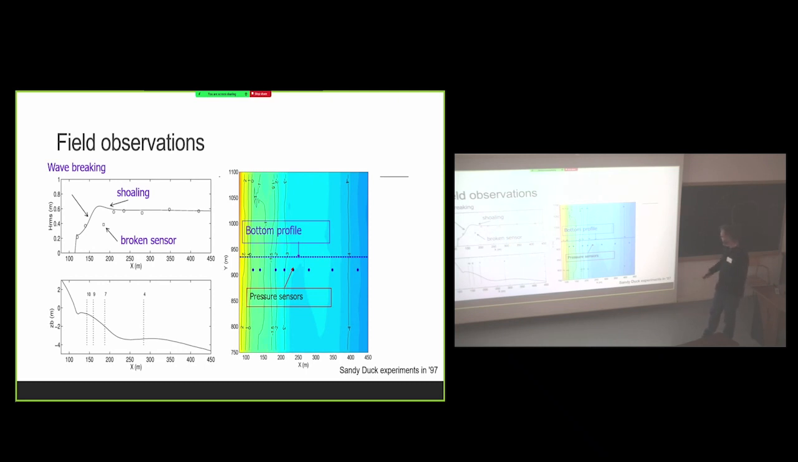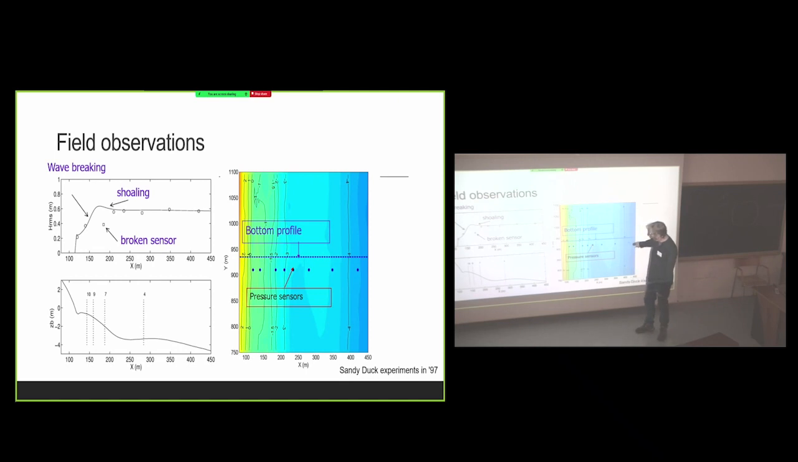These are experiments at Duck, Sandy Duck. The objective was actually to look at bar dynamics. Nature was not doing the things that we wanted it to, because if you look at the bottom profile here, there's actually no bar. That made it, from a bar morphodynamic perspective, not the best experiment. But the nice thing is that it's more or less longshore uniform. So you can see the depth contours here.